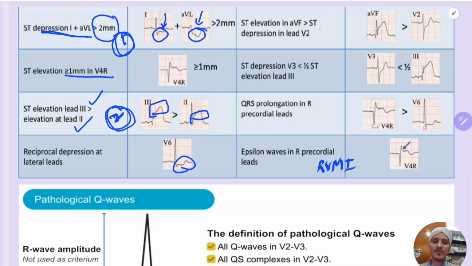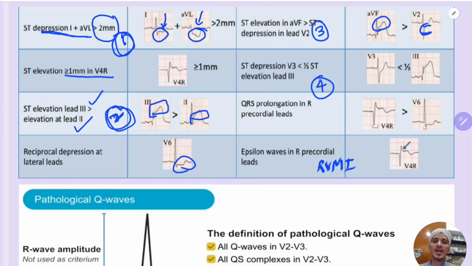ST elevation in AVF is more than ST depression in lead V2. So AVF is elevated in inferior wall MI, but that elevation is more than the depression in lead V2 in terms of amplitude. If V2 is depressed and the elevation in AVF is more than the depression in V2, that also makes you suspect there is right ventricular MI. So this is the third condition you can remember.